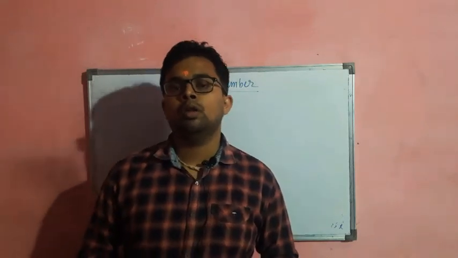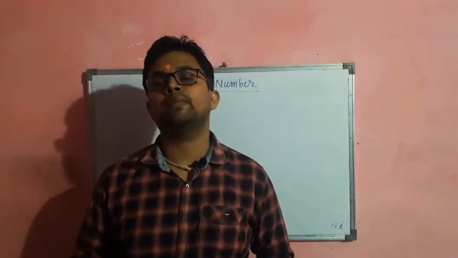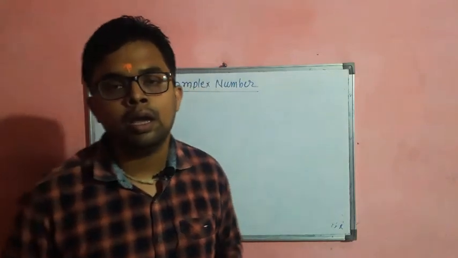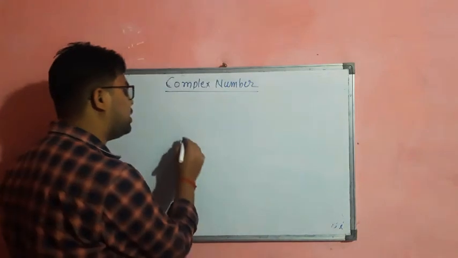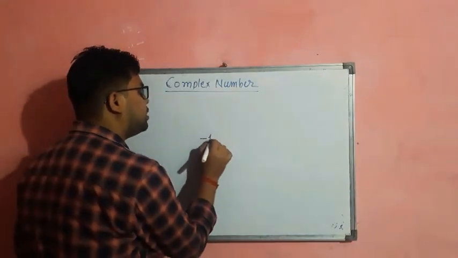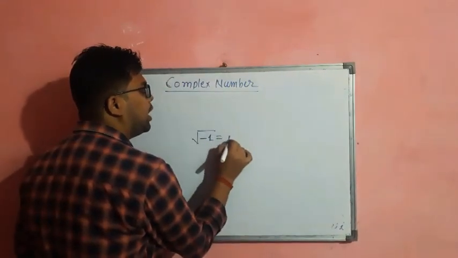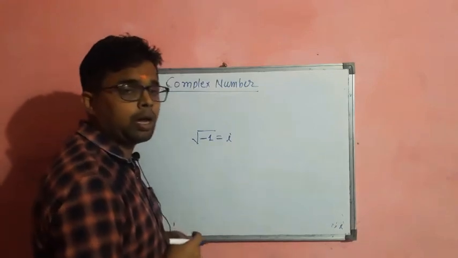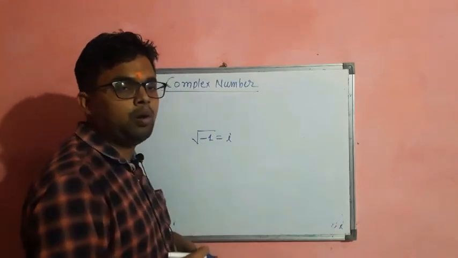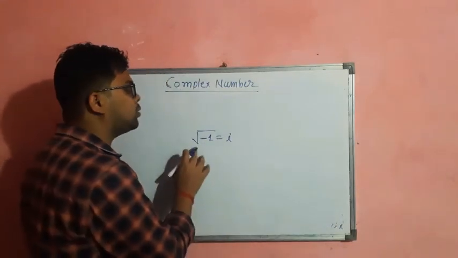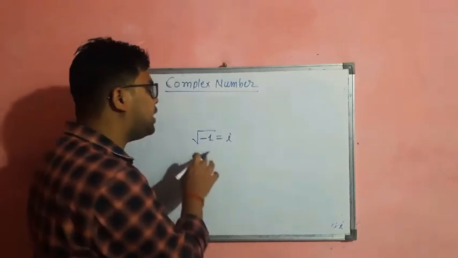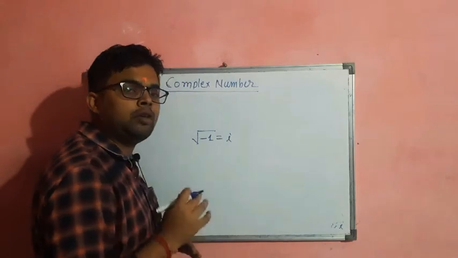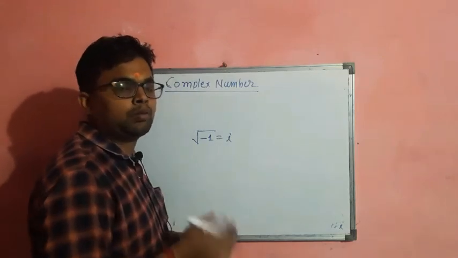A Swiss mathematician solved this problem and he told that we can find the square root of a negative number, and he told that the square root of minus 1 will be equal to i. Here i represents iota and it is called iota. So he told that the square root of minus 1 will be equal to i. So if you know the square root of minus 1, then you can easily find the square root of a negative number.